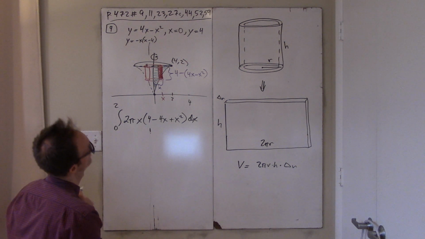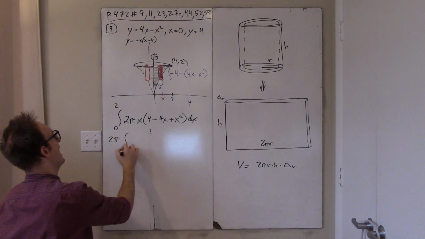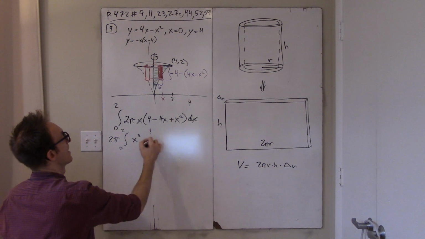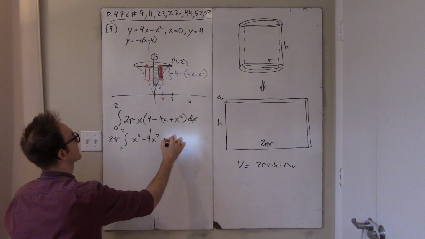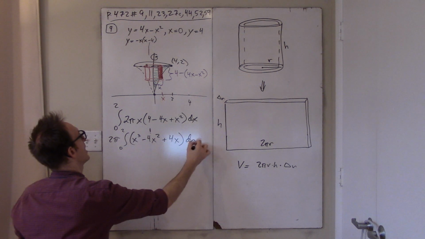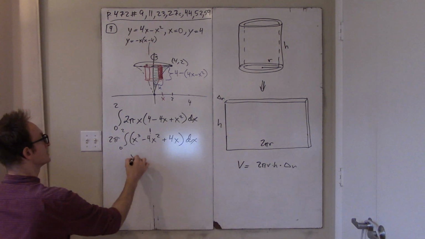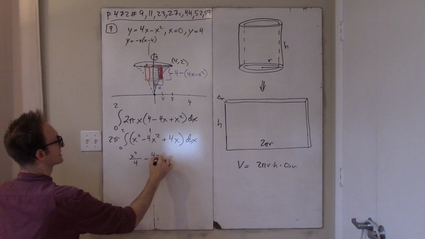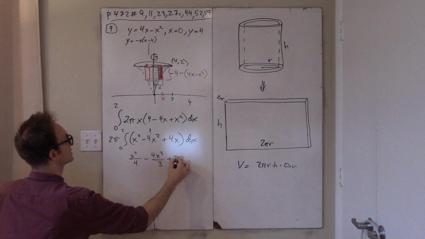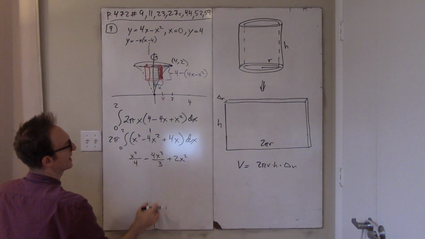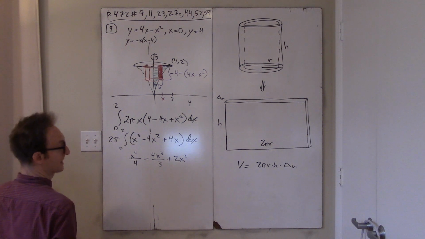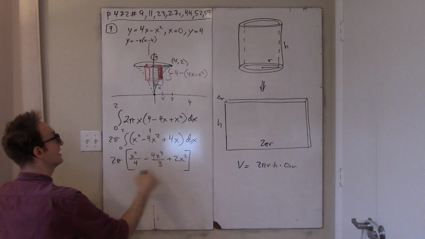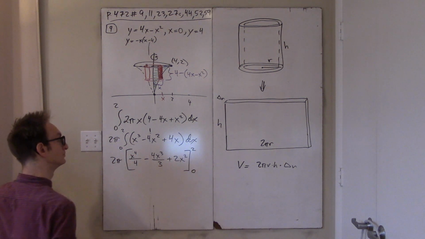There's actually some work to do here. So this is 2 pi, integral from 0 to 2. Let me multiply this through. I get x cubed minus 4x squared plus 4x. Now I just do this integral. That's x to the 4th over 4, minus 4x cubed over 3, plus 2x squared. And that whole thing is being multiplied by 2 pi, and evaluated at 0 and 2.